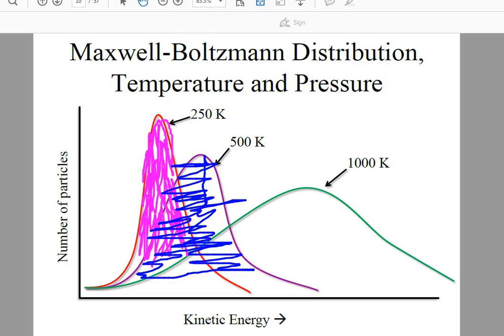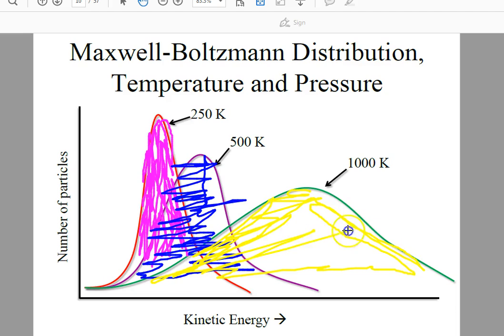Okay, and then the next one is all at 1,000. All of these particles. So which temperature has particles with the most kinetic energy? Okay. Do you see why some people would think it was 250? Because the peak is higher?